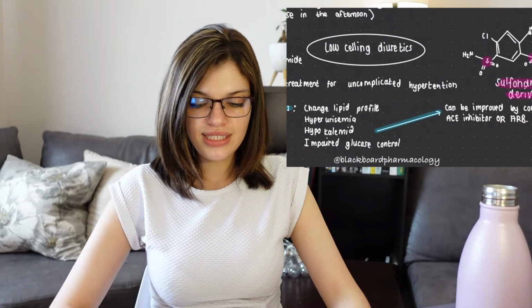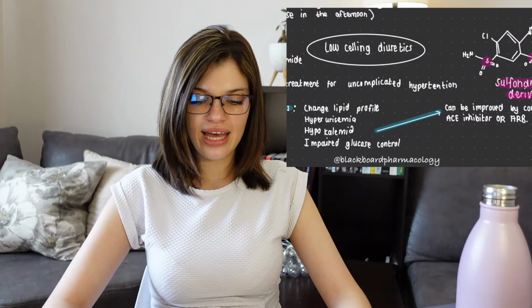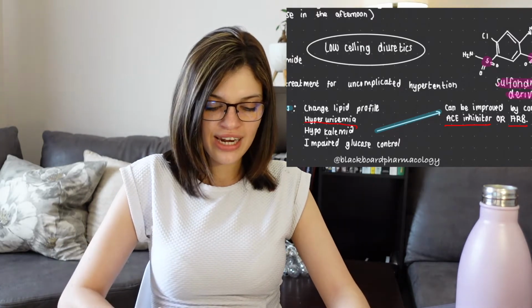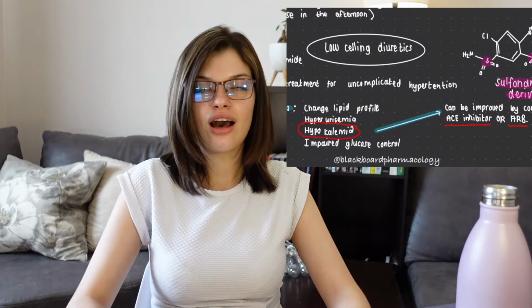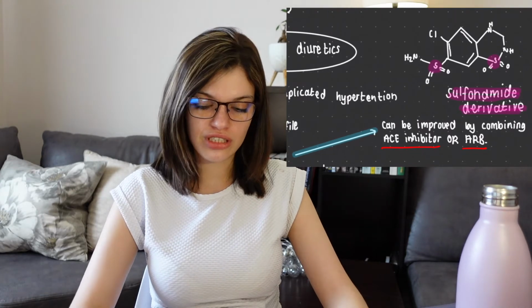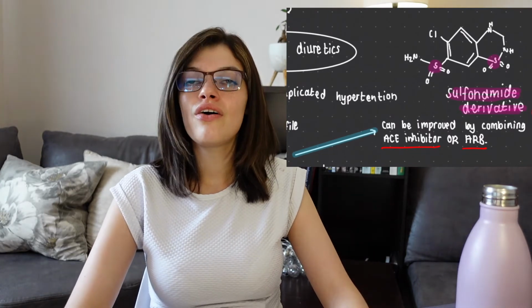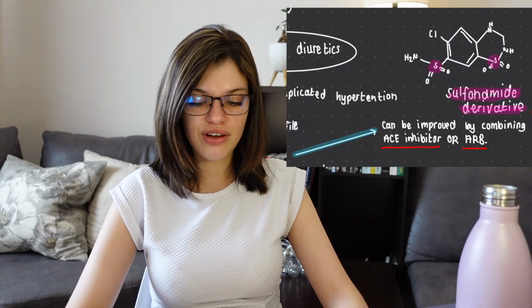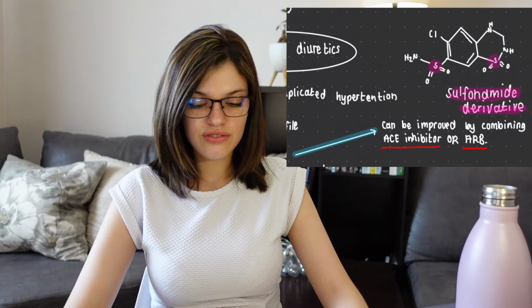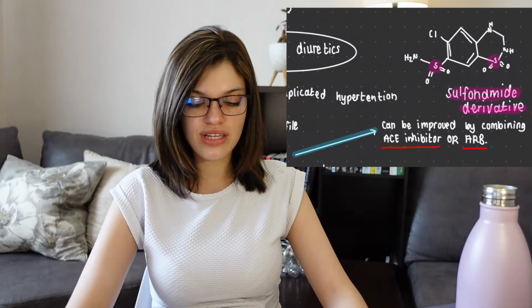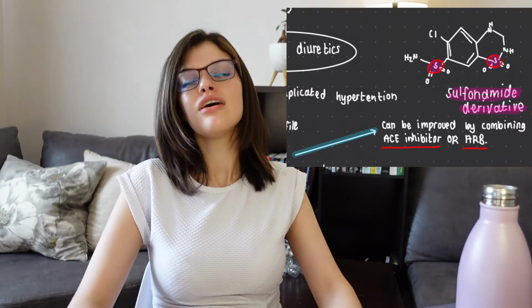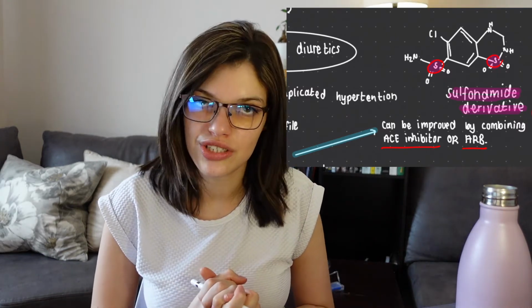But if we give something like an ACE inhibitor or an angiotensin receptor blocker, we can counteract this hypokalemic effect. Now, something that you have to remember that is often forgotten is that these drugs need caution in patients that are allergic to sulfas. It has a sulfonamide derivative in the structure. So you can see there's a sulfur and there's a sulfur. So just be cautious of this.